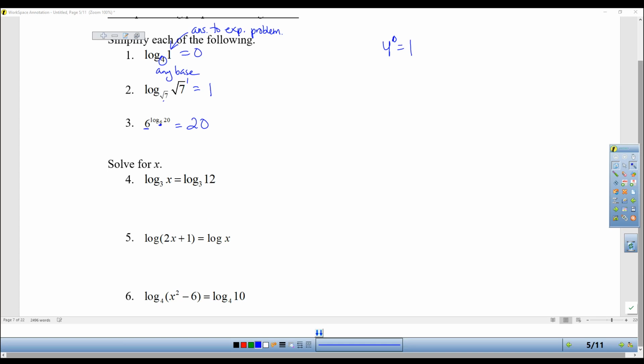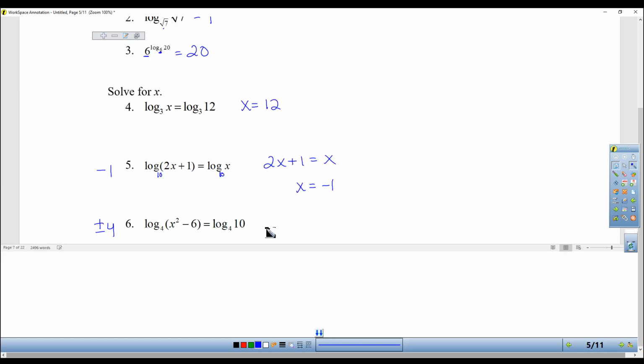Using our one-to-one property, as long as they're both base 3, we can go ahead and set them equal to each other. X must be 12. You can probably do the next two on your own. The answers are -1 and plus or minus 4, but I will do them out. Because these are both base 10, 2x plus 1 is equal to x. I'm going to subtract the x from both sides and subtract 1 from both sides.